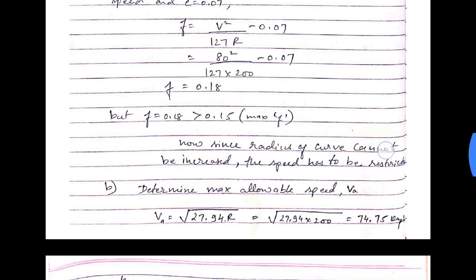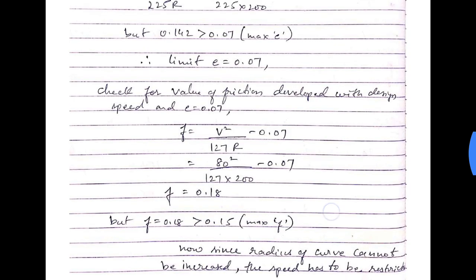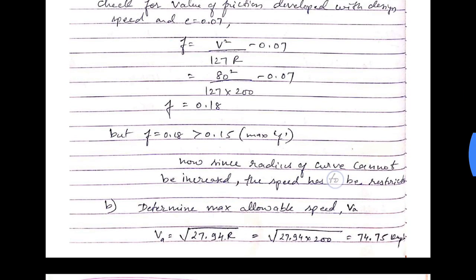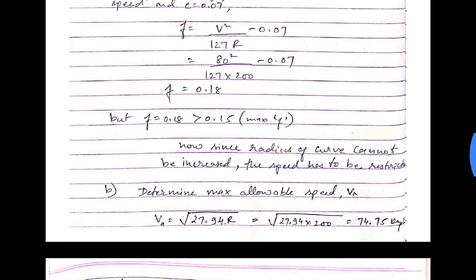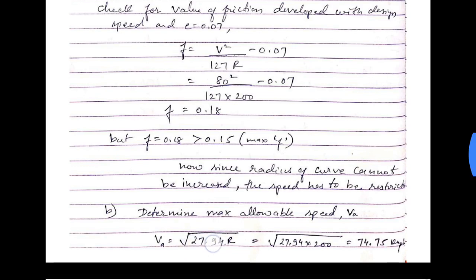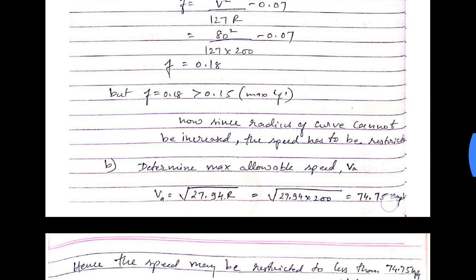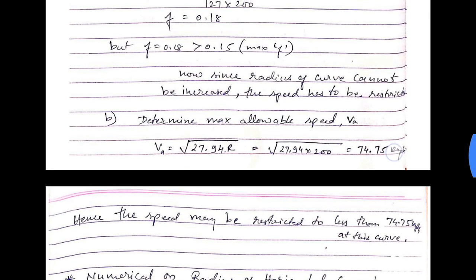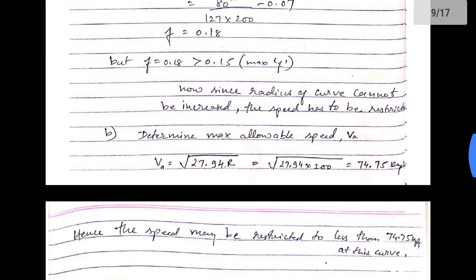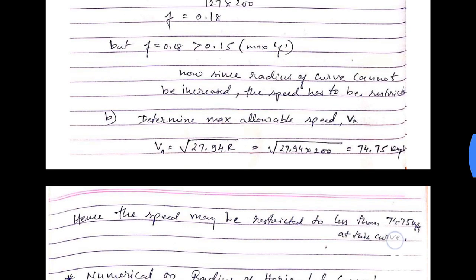Now since the radius of the curve cannot be increased, the speed has to be restricted. We have no other choice. Okay, so now determine the maximum allowable speed, that is V_A. We have the formula V_A equal to root of 27.94 into R. R is 200 radius. Okay, so we get the speed 74.75 kmph. This is the restricted speed. Hence the speed may be restricted to less than 74.75 kmph at this curve.